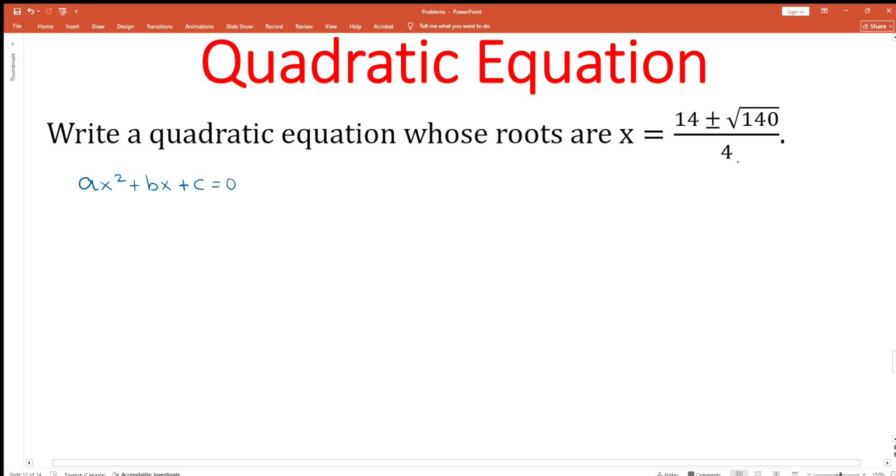As you may know, we use quadratic formula to find the roots of a quadratic equation. The quadratic formula is negative b plus minus square root of b squared minus 4ac over 2a. As you can see, the quadratic formula is based on the values of a, b and c. We can use this quadratic formula and the given roots to find the values of a, b and c.